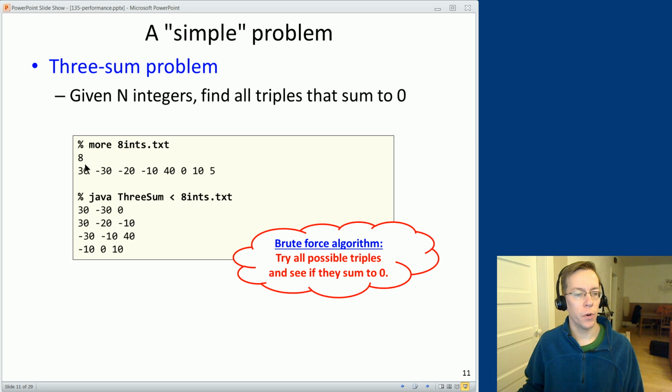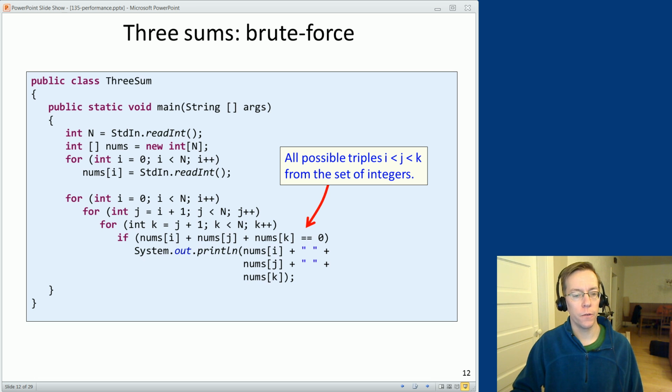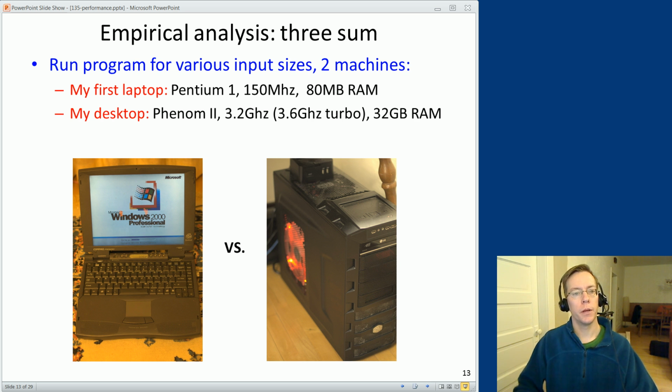Basically it's doing what I said: i starts here, and then j is going to start here, and then k is going to start here, and then k will try here, here, here, here, and here, and then it will advance j by 1, and k will try the remaining positions, and so on. We don't really care about the order we sum them up in. It doesn't matter for addition. Okay, so that's the program we want to run, and let's do some empirical analysis of 3-sum.